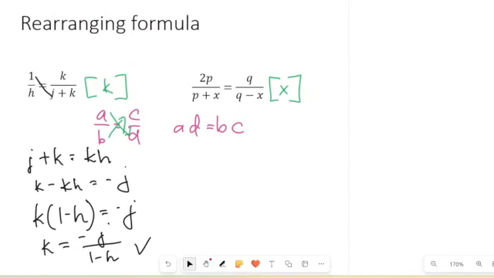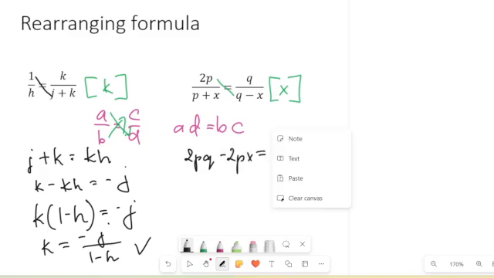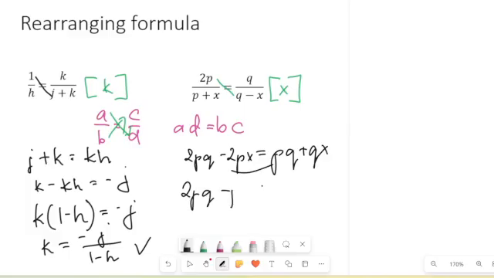So let's do the same over here. Again, I do the cross multiplication. So it's 2pq minus 2px, and that is equal to qp, which is the same as pq plus qx. Again, x is on one side, numbers on the other side. This time I picked the right side for my x to avoid the minus, so I will get here 2pq minus pq, and then on the other side, I will have 2px plus qx.